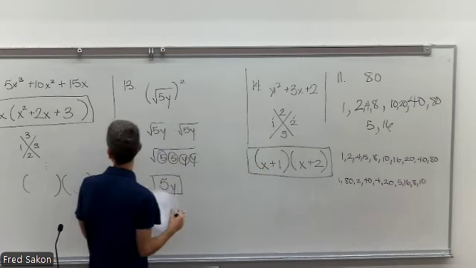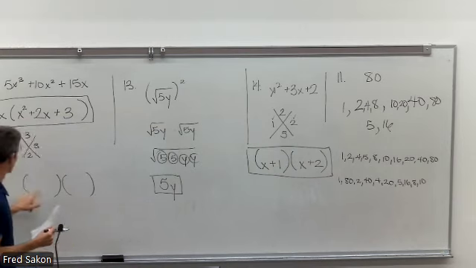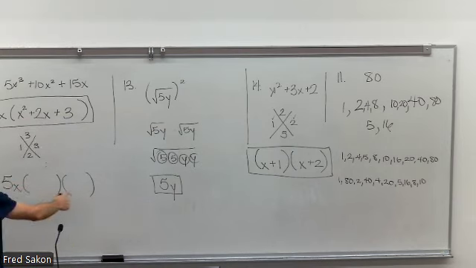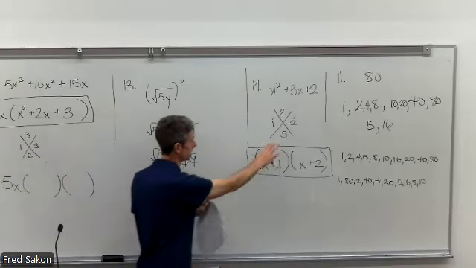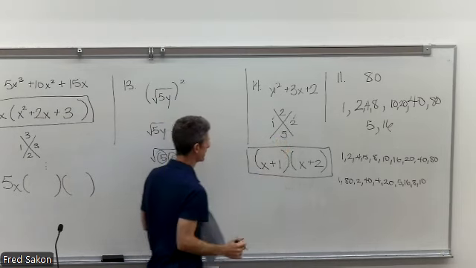If we had been able to factor back here, then we would have written 5x times whatever. So we weren't able to factor on that. The puzzle didn't work. It does work here, so we go that last step.